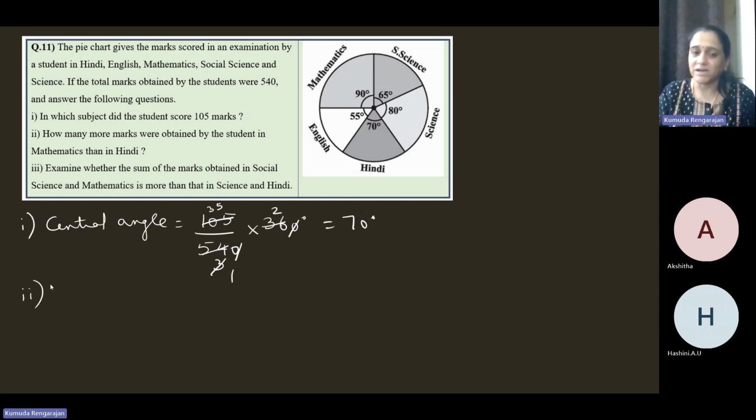So how to find that central angle? 105 is marks, so you should put it by total marks. Whatever is on top, its total goes below. On top 105 marks, below total marks, into 360. Why am I doing into 360? Because if I want percentage I multiply by 100. If you want answer in degree, you should multiply by 360. If you want answer in percentage, you should multiply by 100.